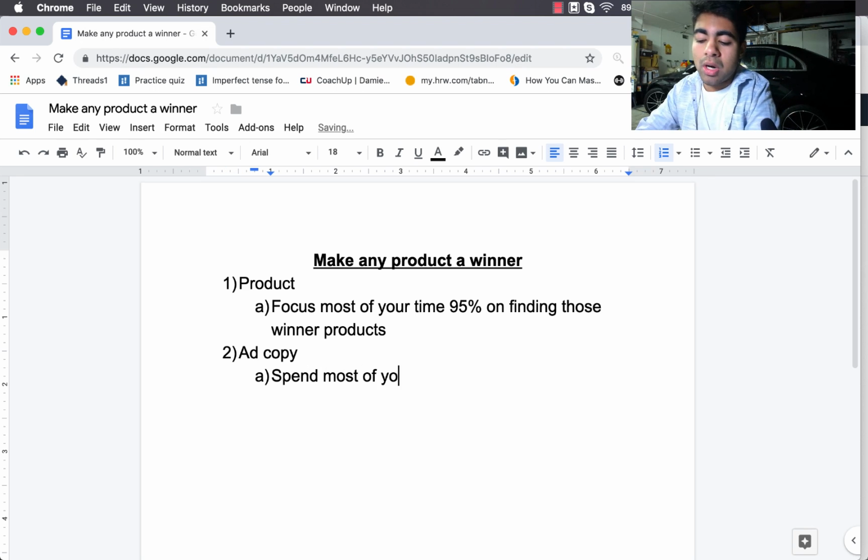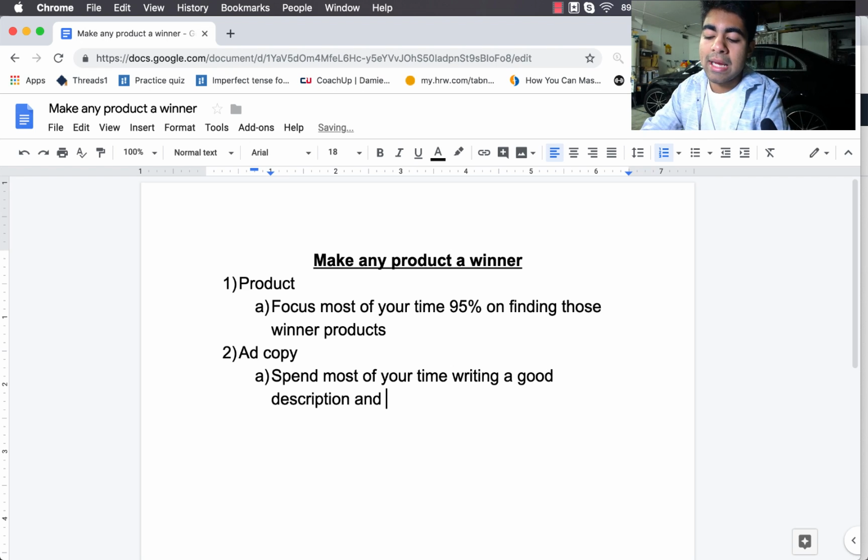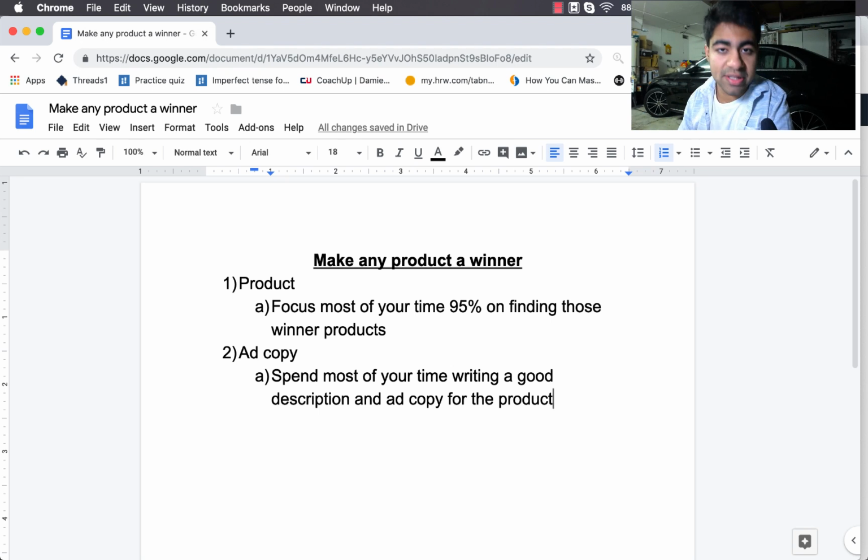Spend most of your time writing a good description and ad copy for the product. So this is again the second most important thing when it comes to Shopify and e-commerce in general. The first thing is the product. That is the most important. If you have a bad product, nothing you do is going to work, or if it works, it's going to give you minimal results. The second thing is the ad copy. You can have the right product, but if you deliver to the wrong audience or have words in it which are not related to the audience you're targeting, you're going to miss out on a potential winning product.